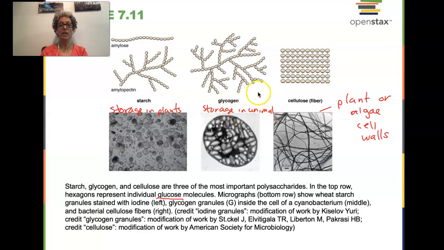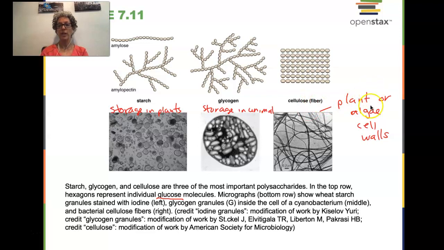In animals, we store our glucose as glycogen. It looks very similar to amylopectin, but we have much more extensive branching, and we don't have a single linear form. So each long line is linked from carbon 1 to carbon 4. Every time we have a branch, at that branch point is from carbon 1 to carbon 6.